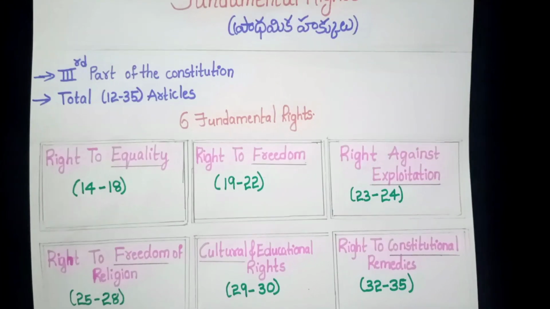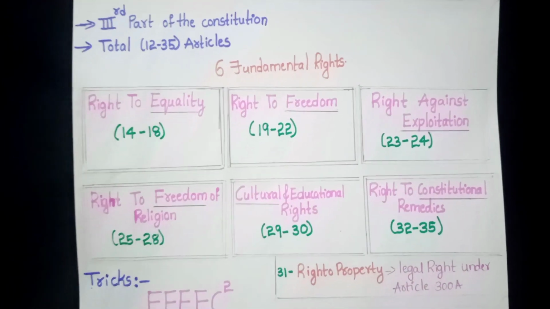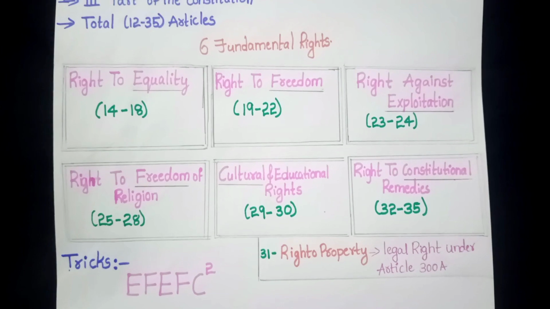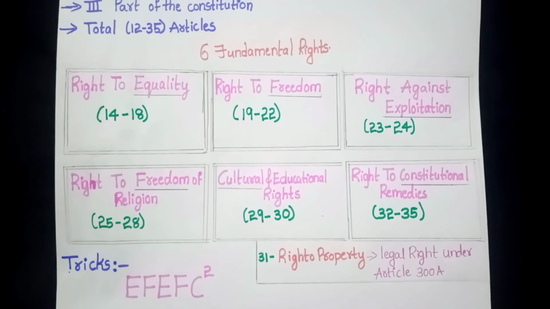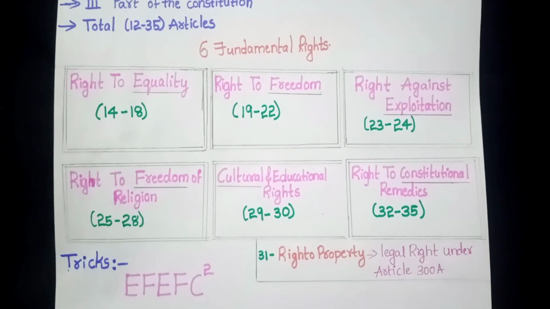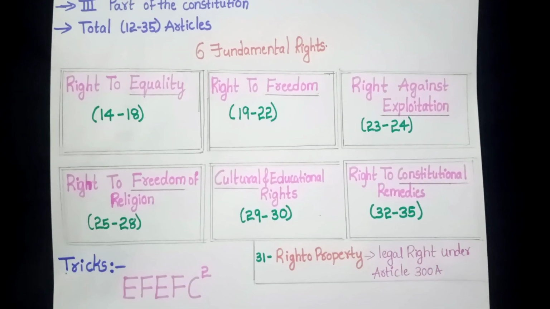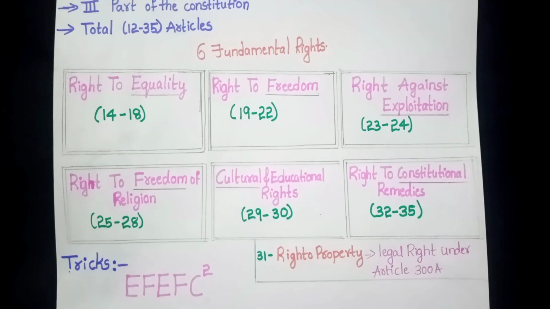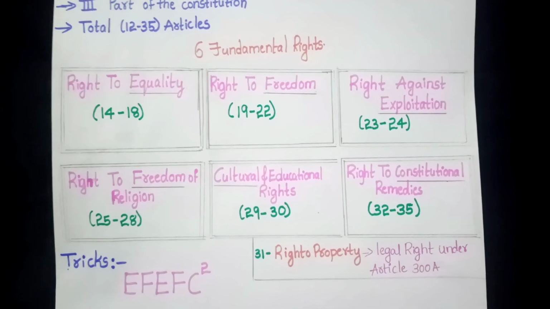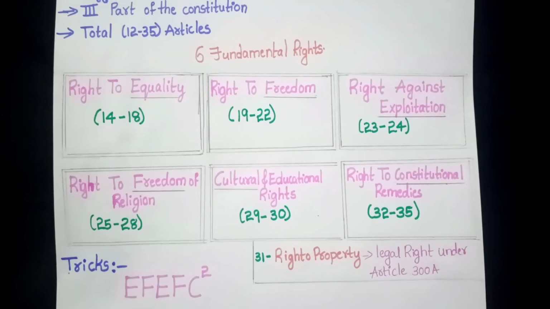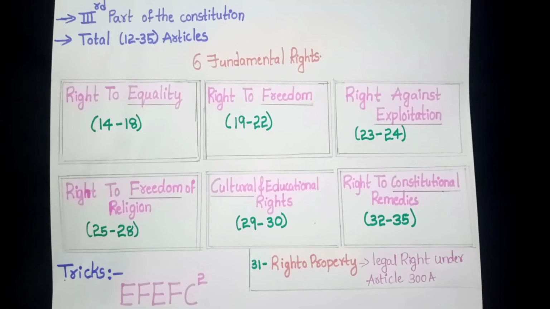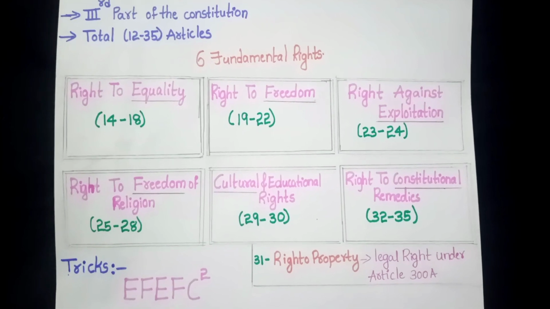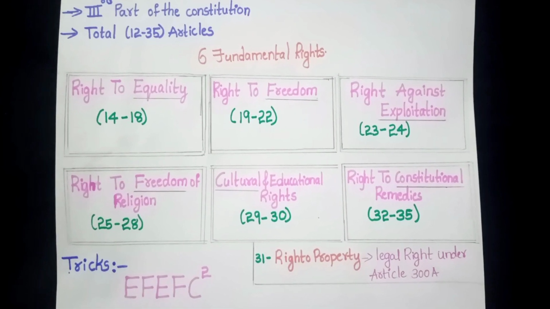So to remember these fundamental rights, I made a trick, that is EFC square. It is very easy to remember. E stands for equality, F stands for freedom, E stands for exploitation, F stands for freedom of religion, and C square: one C stands for cultural and educational rights and another C stands for constitutional remedies. So to remember all those fundamental rights, it is very easy to remember EFC.